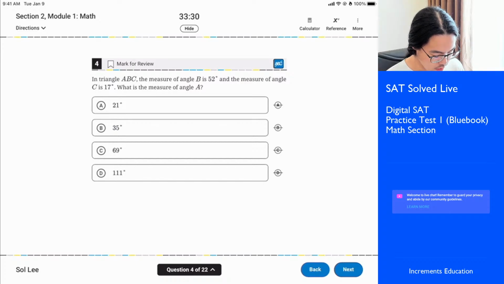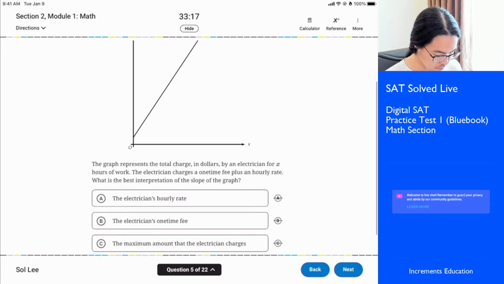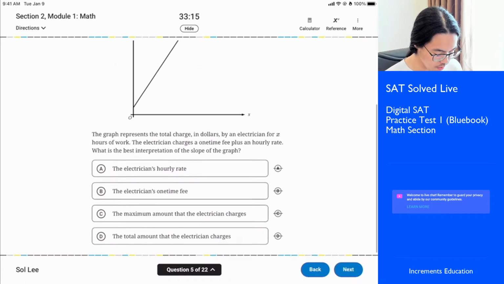Triangle ABC, the measure of B is 52, C is 17, so that's 69. So A is 111, okay, to get 180. 180 minus all of that.